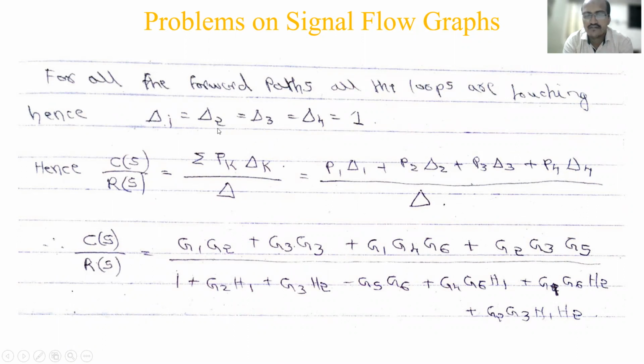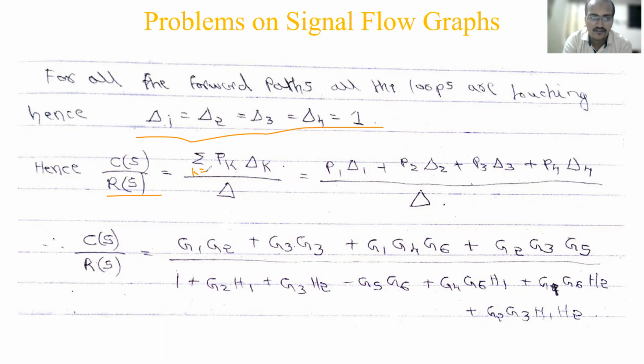Hence, delta 1, delta 2, delta 3, delta 4 are equal to 1, as I told you by default, right? In case it is not, you will be writing 1 minus the particular loop. That is the case we are considering here, where no loops are touching the forward paths. Now we'll write the formula, Mason gain formula: C of S by R of S equals summation Pk delta k, where k equals 1 to N.